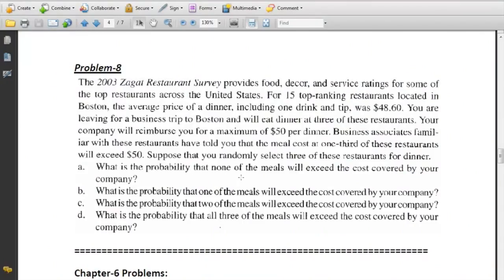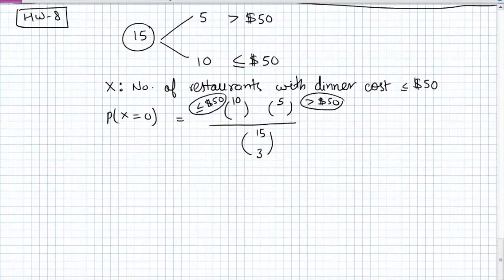What is the probability that none of the meals will exceed the cost covered by your company? None of the meals exceeding the cost means this should be 3, that all 3 restaurants' prices are less than or equal to $50. Now all the 3 should come from here and none from this.